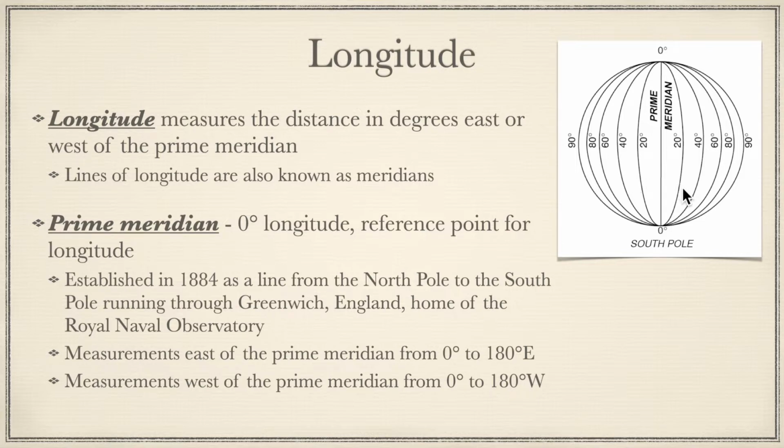Measurements east of the prime meridian run from 0 degrees to 180 degrees east. So if we're going east, we're going this way. And then measurements west of the prime meridian run from 0 degrees to 180 degrees west. Now, this stops at 90 degrees here because that's basically as far as you can go without turning the globe here. But the rest of them will be on around behind that.